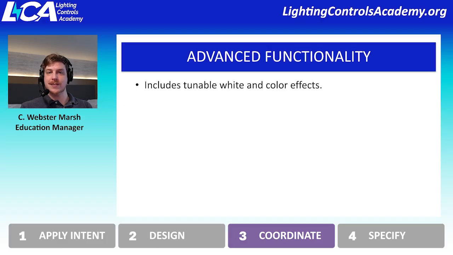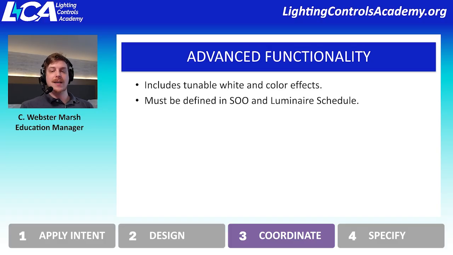And not every system has the ability to control every kind of tunable white out there or every kind of color changing effect out there. So identifying exactly which kind of effect is going to be provided by this fixture will help coordinate that lighting control system. It's best to define in the sequence of operations what the effect is going to be, and then in the luminaire schedule, it's important to identify what colors are going to be independently controlled.